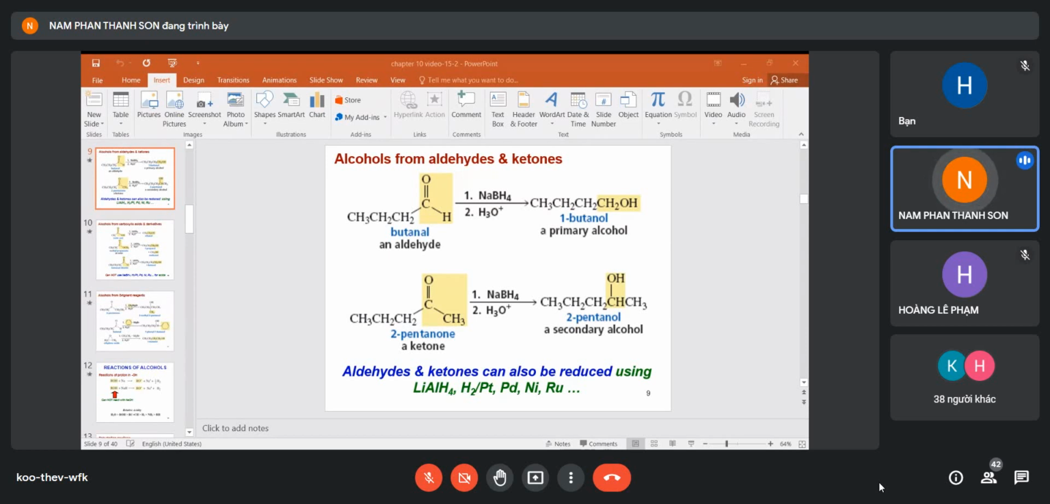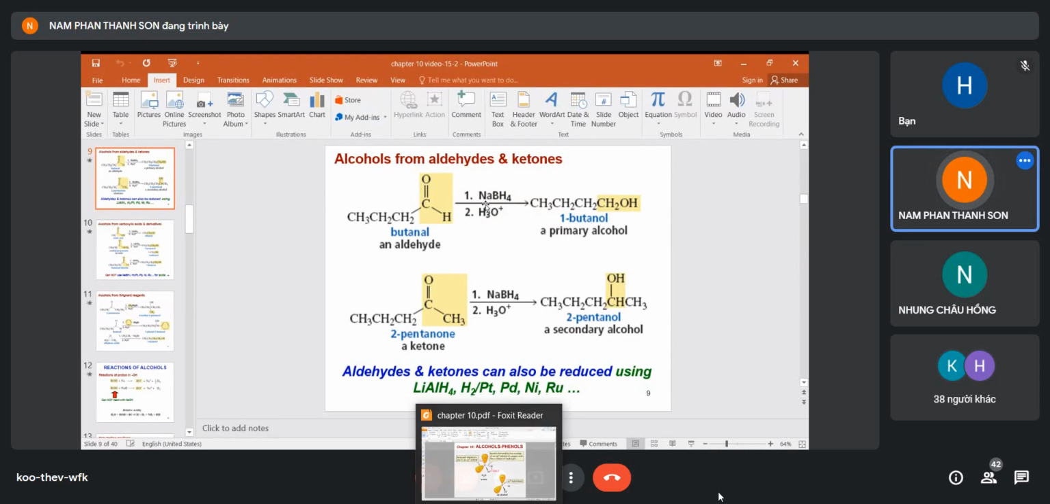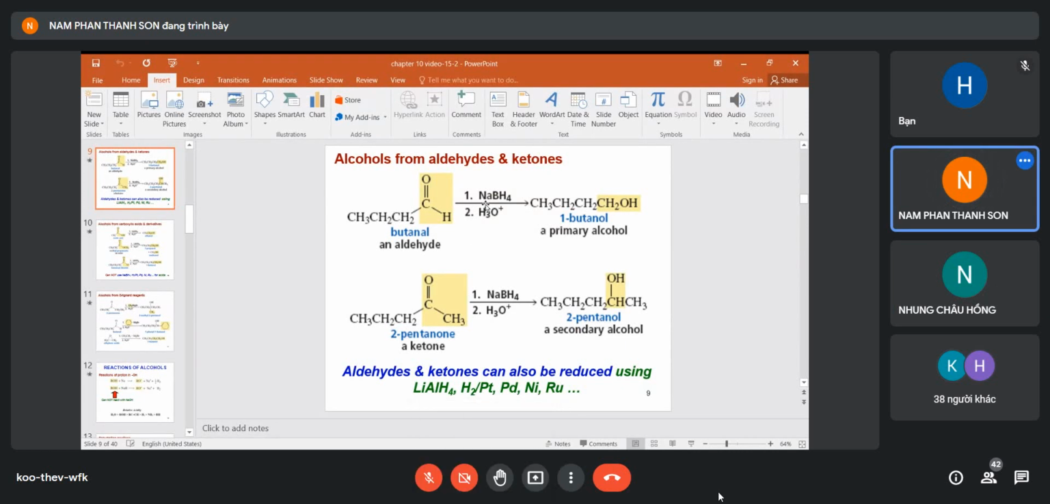Châu Hồng Nhung. Yes. Okay, can you tell your friends in NaBH4, the hydrogen is negative or positive, plus or minus? NaBH4. I think plus. Why is it plus, but not minus?